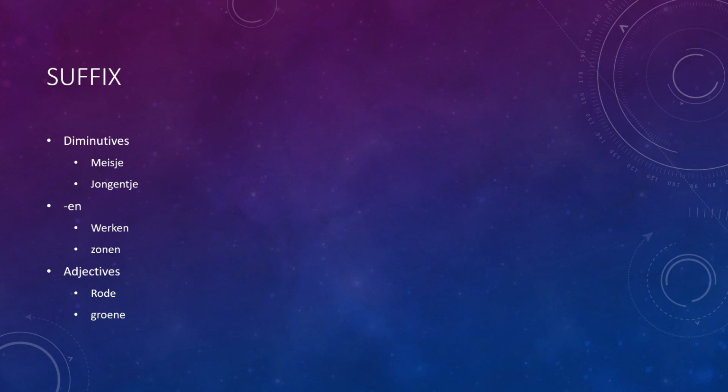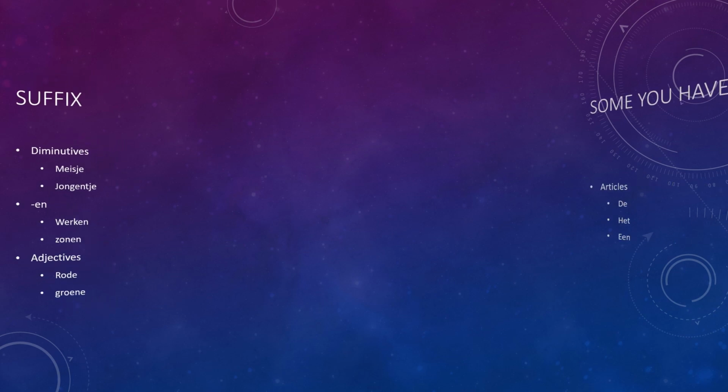These last sounds will be pronounced as dof. Then we have en, which usually indicates an infinitive or a plural of a verb. So for example, when we do something, this form will usually end in en, depending on the verb. So we can identify the words werken, zonen, and as previously said, when adjectives end in an e, we pronounce it as a doffe one. So rode, groene.